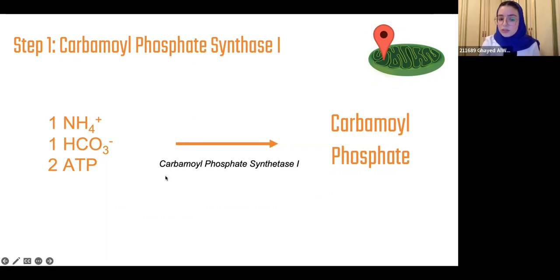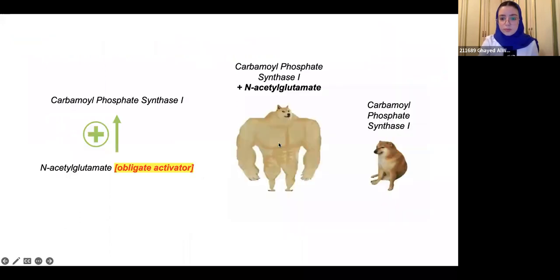Now, like we mentioned, in order for carbamoyl phosphate synthetase 1 to work, we need the obligate activator. And this obligate activator is N-acetylglutamate. So in order for this reaction to move forward, in order for us to produce carbamoyl phosphate, we have to have N-acetylglutamate, or else carbamoyl phosphate synthetase won't work. And to put this into a picture format, here's something I created. Hopefully it helps in some way.